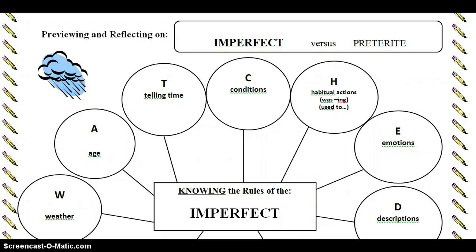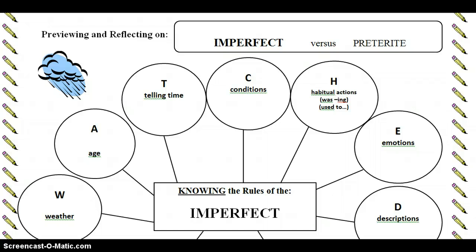Next is the letter T for telling time. Whenever stating what the time was in the past, you're also going to use the imperfect. It was 4 o'clock, it was 6:30, telling time. Next we have C for conditions. For example, if you want to describe the condition of a classroom, or the condition of your bedroom, maybe you might say it was messy and it was an utter disaster.